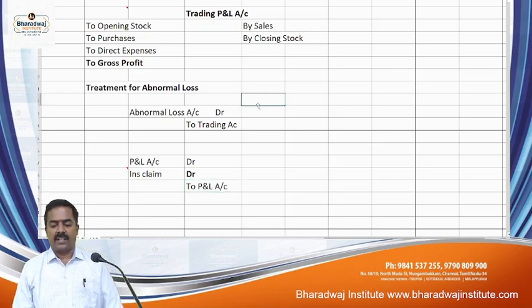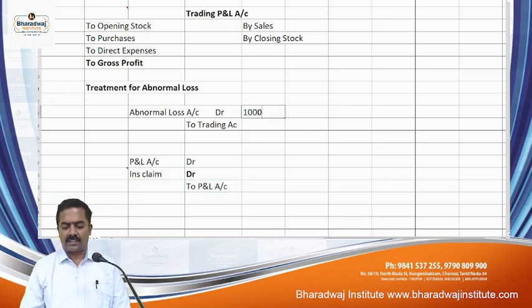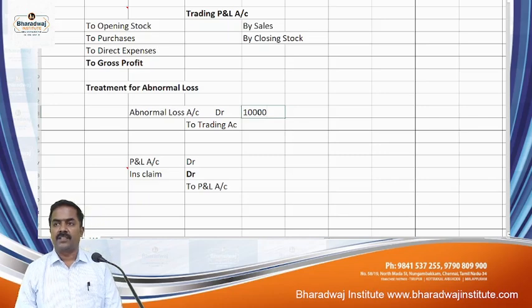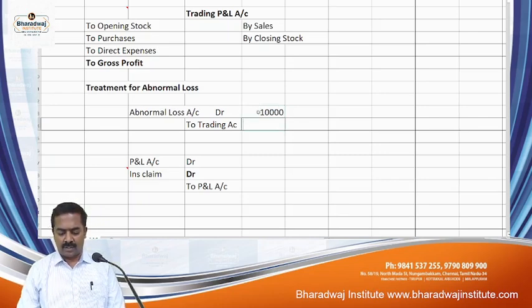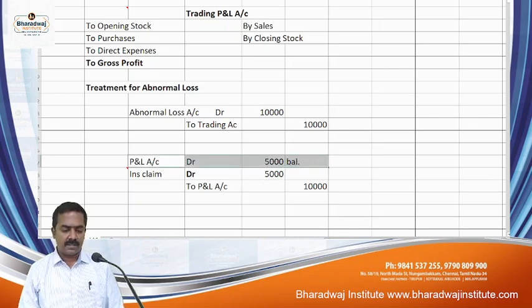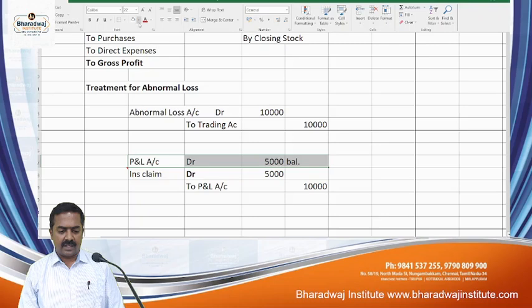In the example I was telling, suppose abnormal loss is 10,000. What is the first journal entry we will pass? Abnormal loss account debtor to trading account, how much will you charge? 10,000. Then suppose the insurance claim is 5,000. Out of 10,000, how much is recovered from the insurance company? 5,000. The balance 5,000 will be charged in which account? P&L. Take up this; this treatment they can test in the exam.